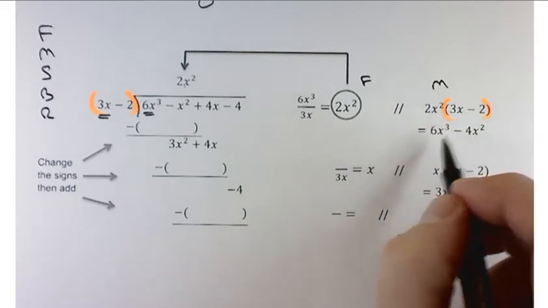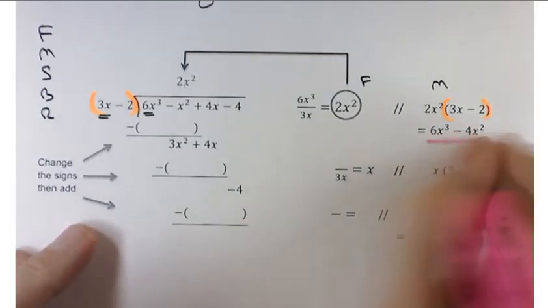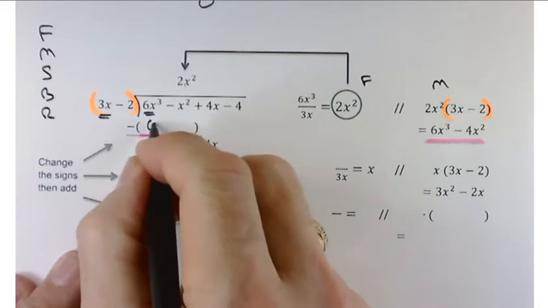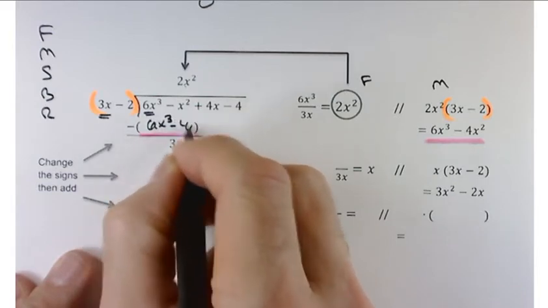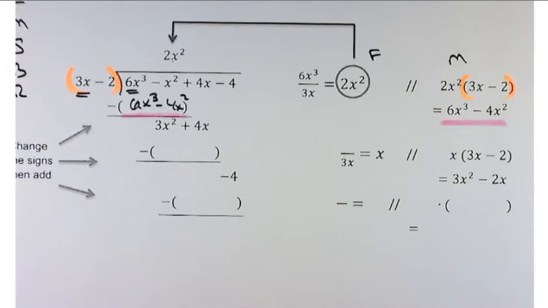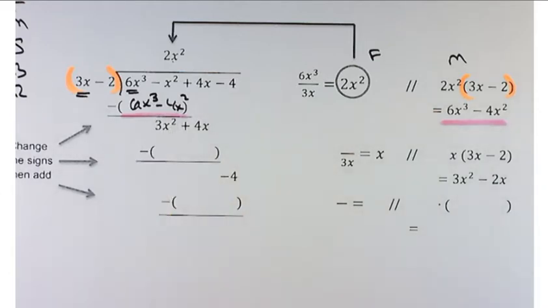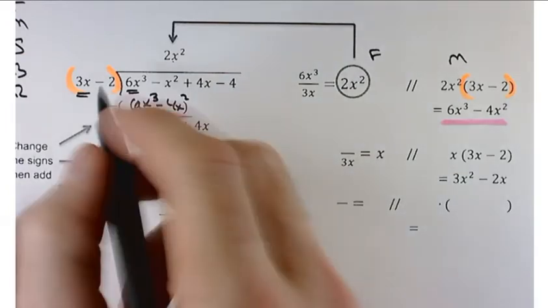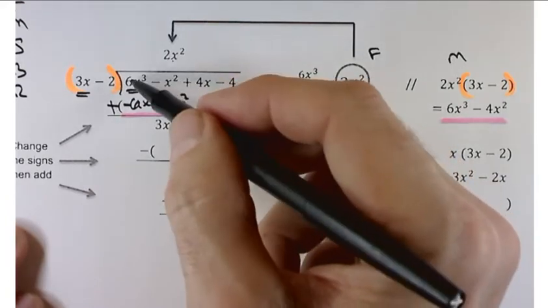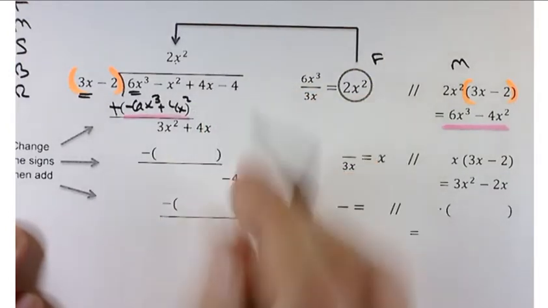When I distribute that, I get 6x cubed minus 4x squared. So I get that, which I'll put right here. 6x cubed minus 4x squared. The big step here is to change the signs, then add. This negative has to distribute itself to both of these terms. So this becomes a plus, that's a minus, and that's a plus. Negative 6 and positive 6 give me a 0, so those cancel each other out. Negative 1 and positive 4 give me a 3, plus 4x.